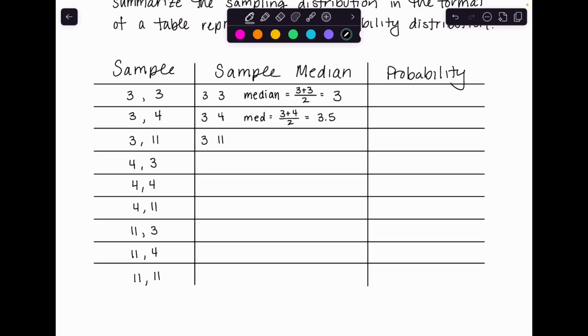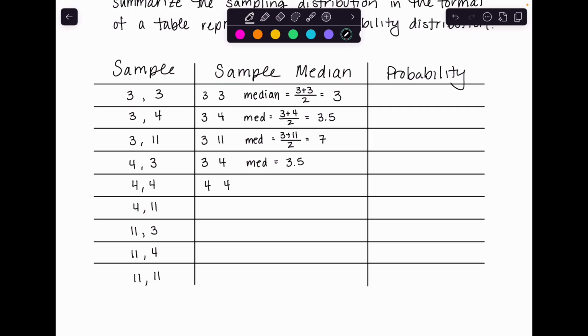Then we've got 3 and 11, that is in the correct order. So the median is we sum them up and divide by 2. 3 plus 11 is 14. 14 divided by 2 gives me 7. Then if we go 4 and 3, putting those in order is the same as back up here, so I really do not need to do any extra work. This median is 3.5.